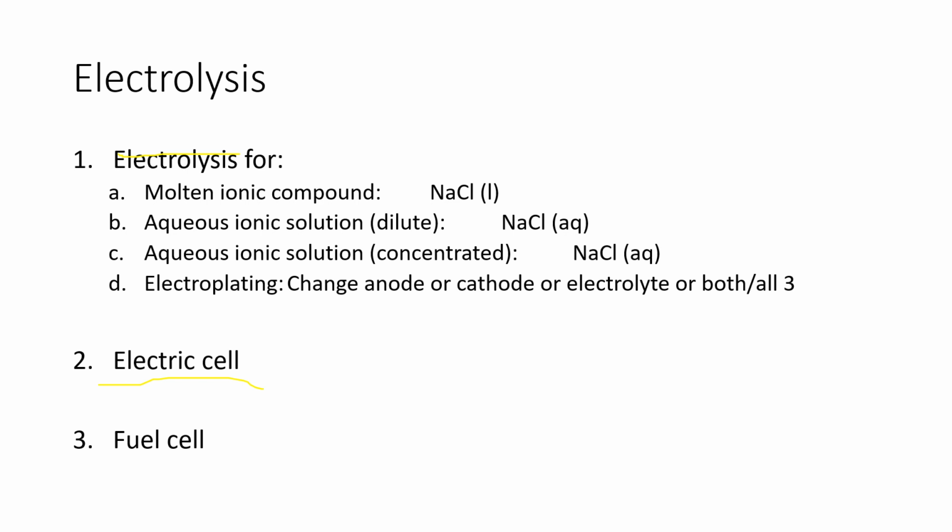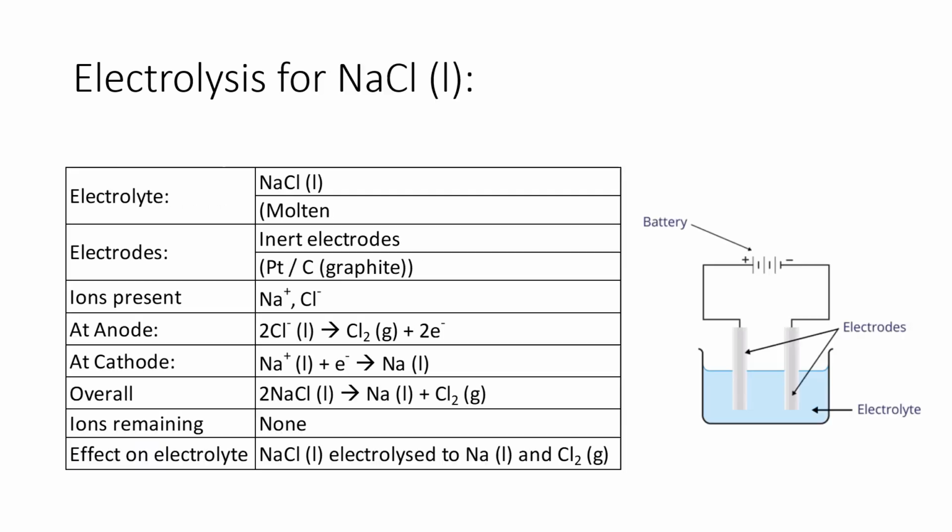And the last one is fuel cells, specifically made and compulsory for this year's syllabus, for GCE levels. So let's go through the first part, electrolysis. Electrolysis has four main parts. For each part, we are going to draw the diagram and write the words. That's what you need to memorize.